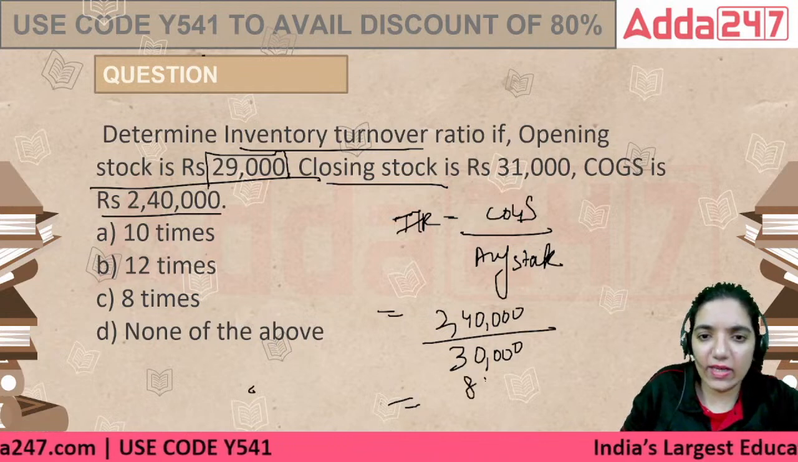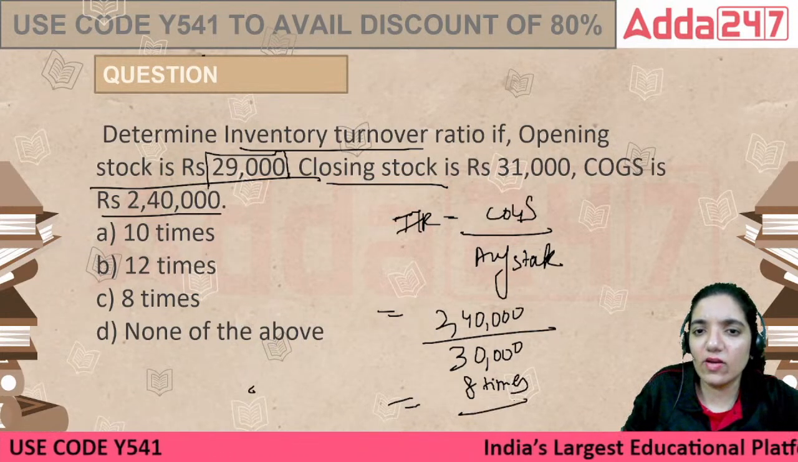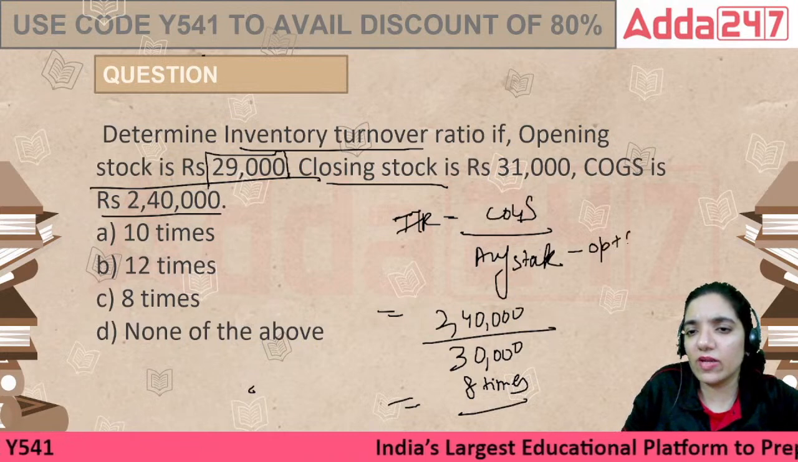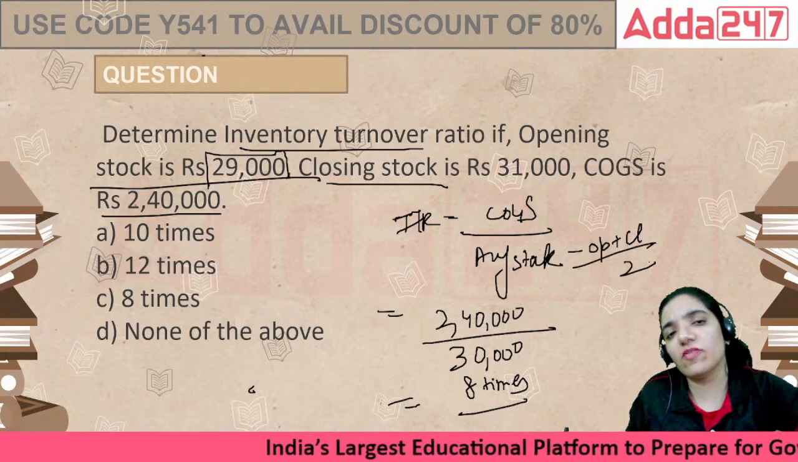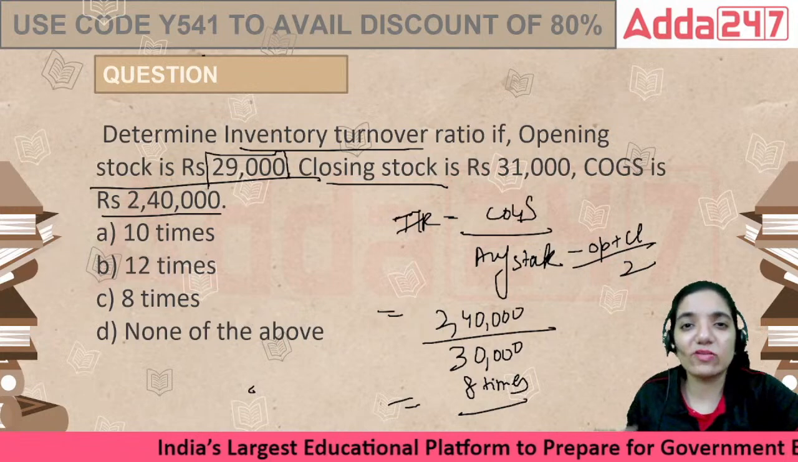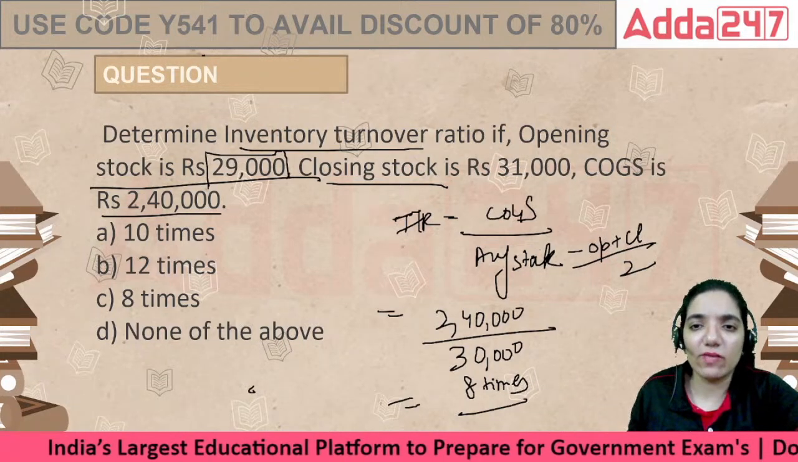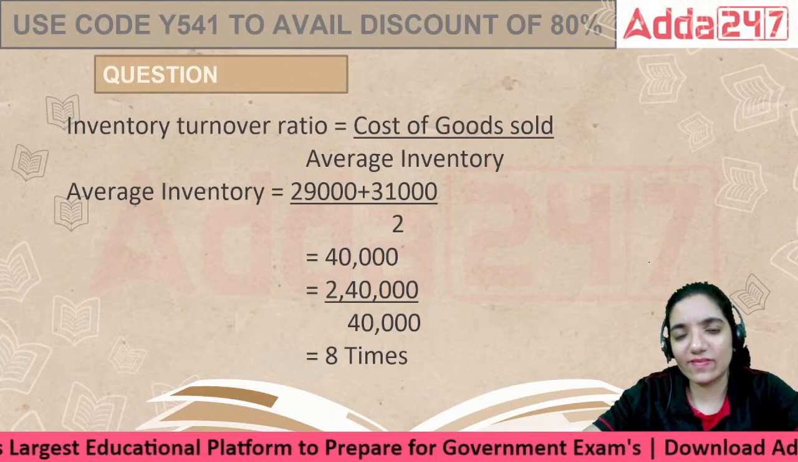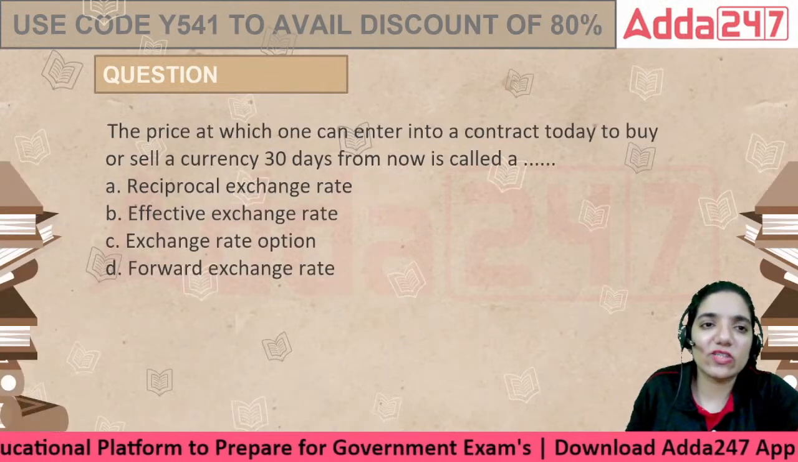It would be 8 times, right? COGS upon average stock, opening plus closing divided by 2. That's the formula that I use. That is 29,000 plus 31,000 divided by 2, giving us the correct answer. That is 8 times. Moving on to the next question, everyone.